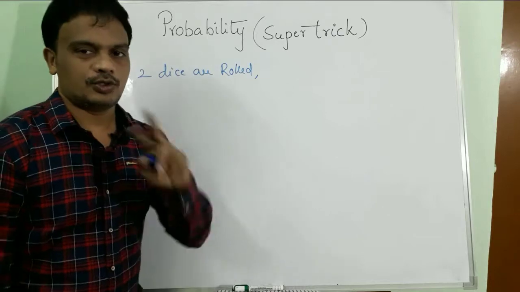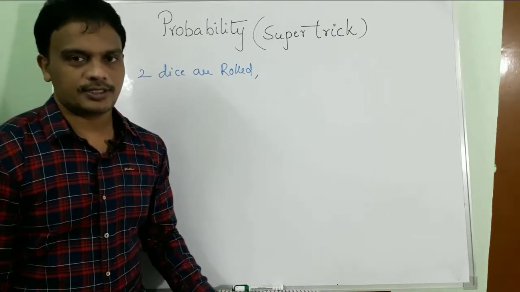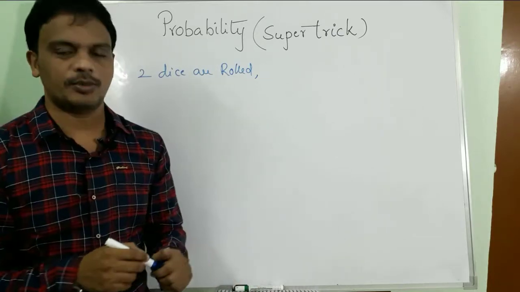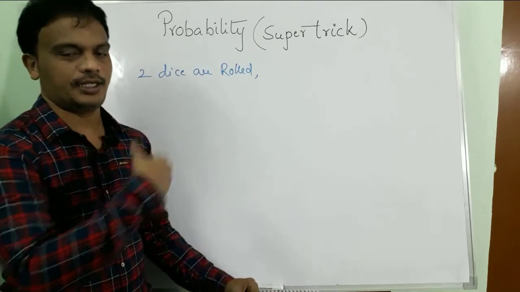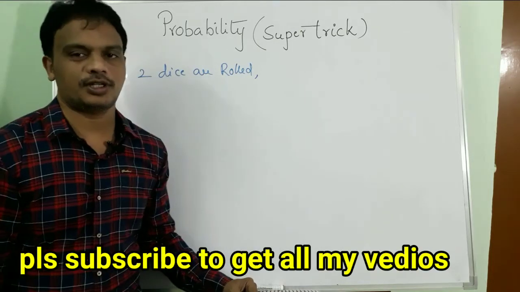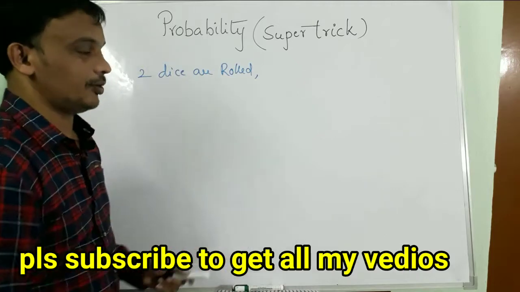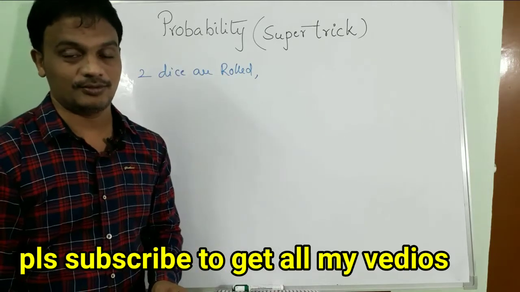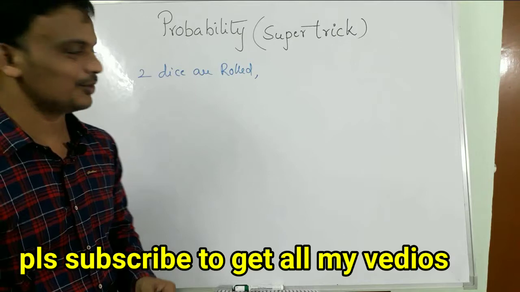two numbers appear on the two dice, and what is the sum of the two numbers on the two dice? We'll get a simple shortcut for this one. In that case I am going to use the Swamiji rule. Let us see what the Swamiji rule is.